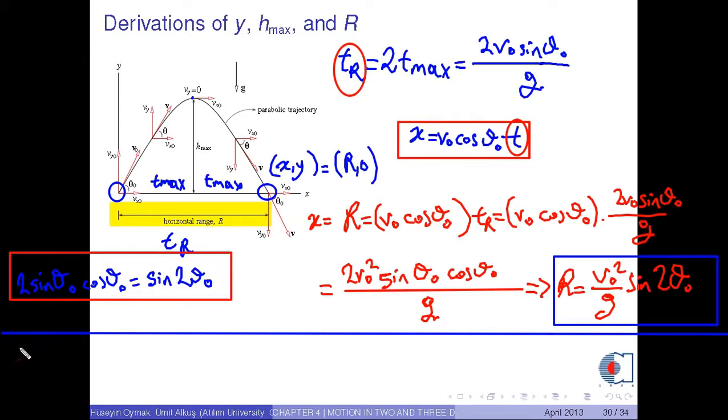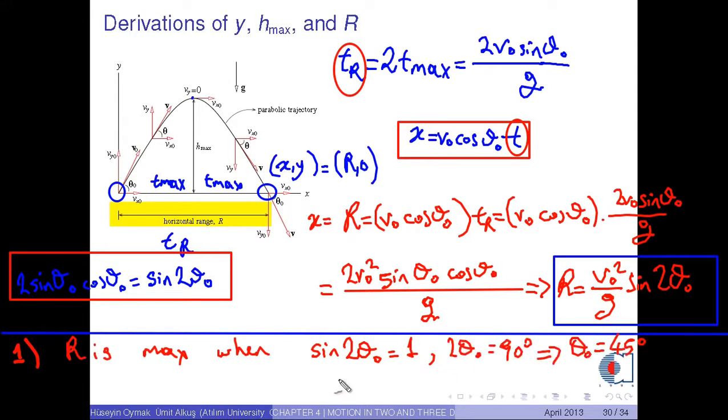This expression for R has two important consequences. The first one is that R is maximum when sine 2 theta 0 equals 1, which amounts to 2 times theta 0 equals 90 degrees, or theta 0 equals 45 degrees.